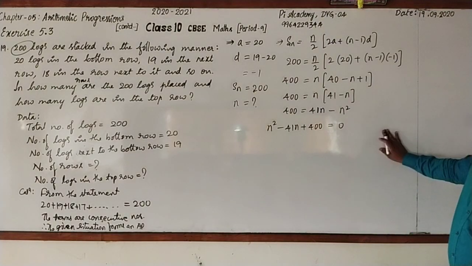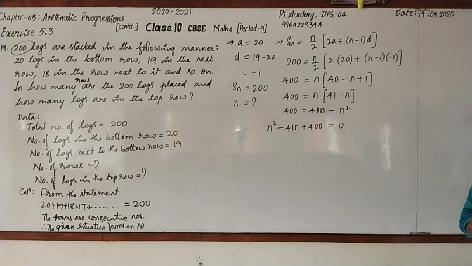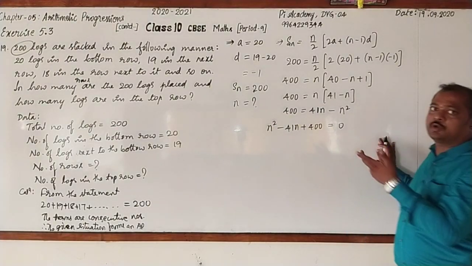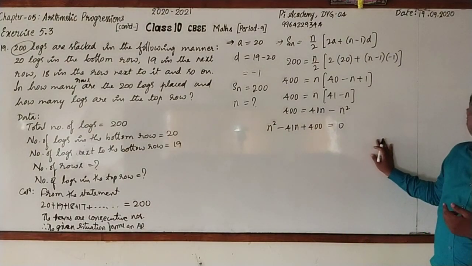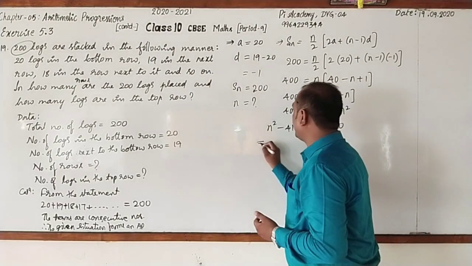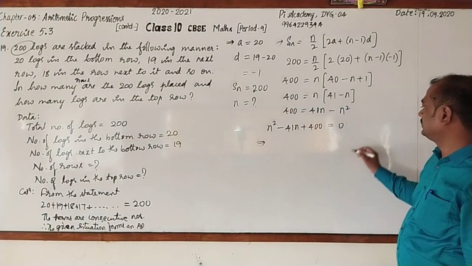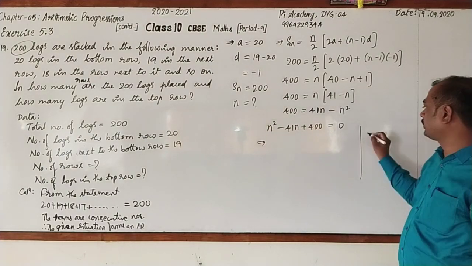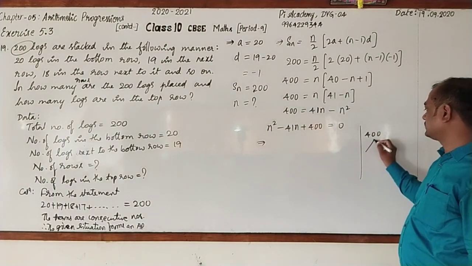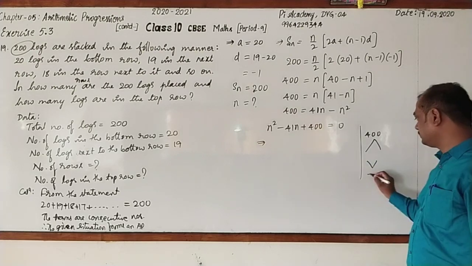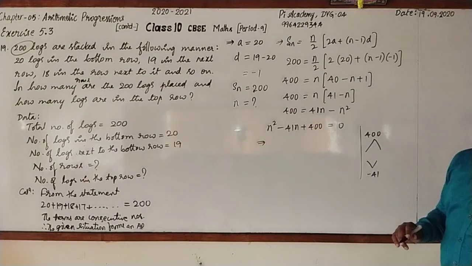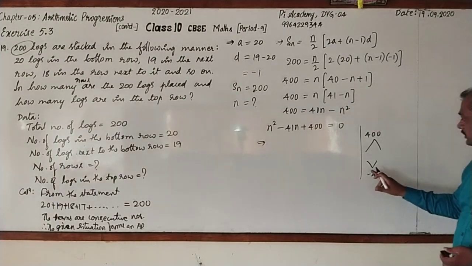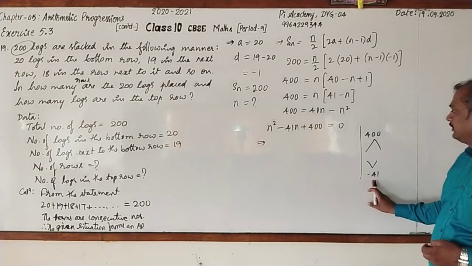Followed? Now we have to find out n. How do you go about finding n? See that it is in the form of a quadratic equation. It can be solved by the factorization method. Multiply first and last term. Here the coefficient is 1, and here it is 400, 400 as it is. Then the middle term is minus 41. What are the factors of 400 such that on simplifying you should get 41?